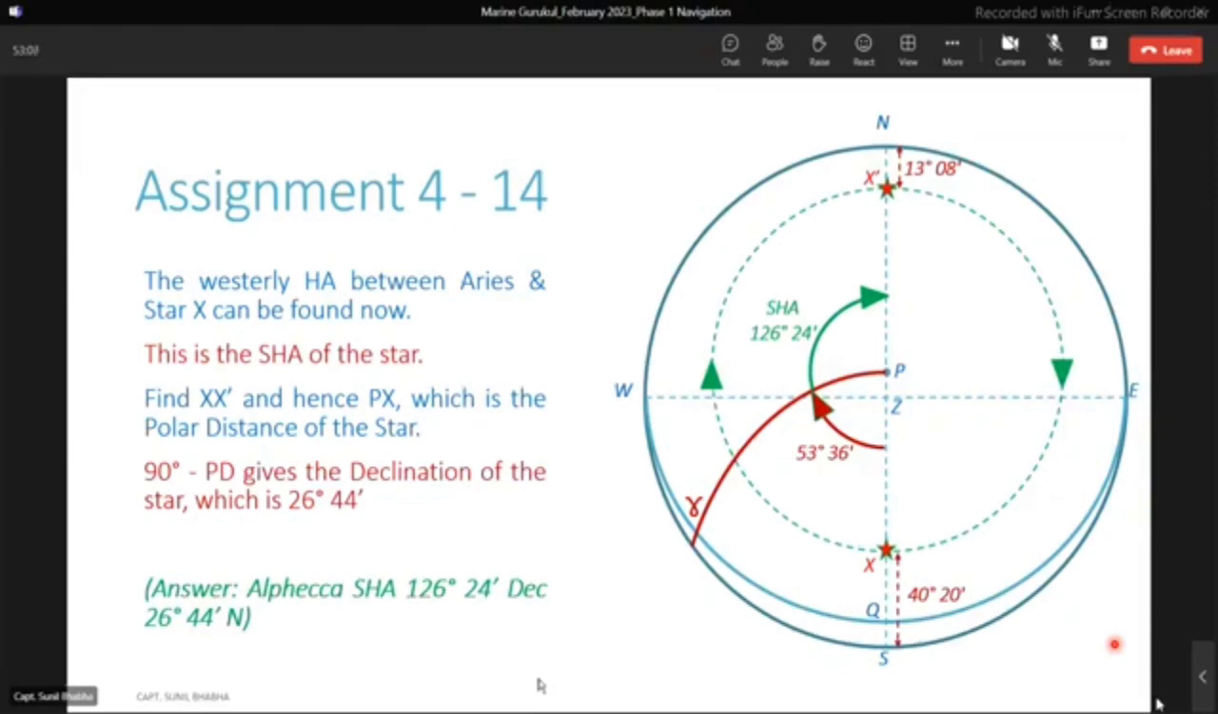Sir, declination will be QX also, no? We can say QX will also be declination, sir, correct? Exactly, beta. QX is the declination.